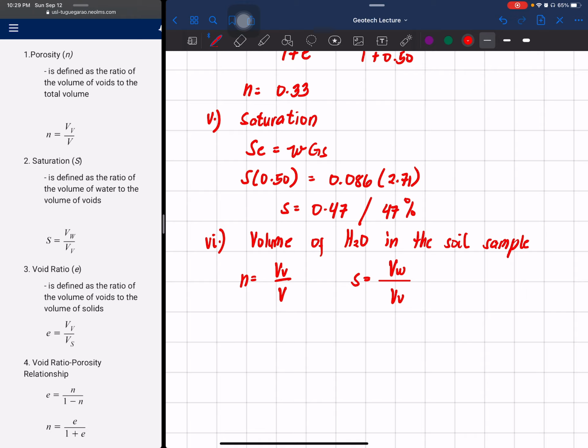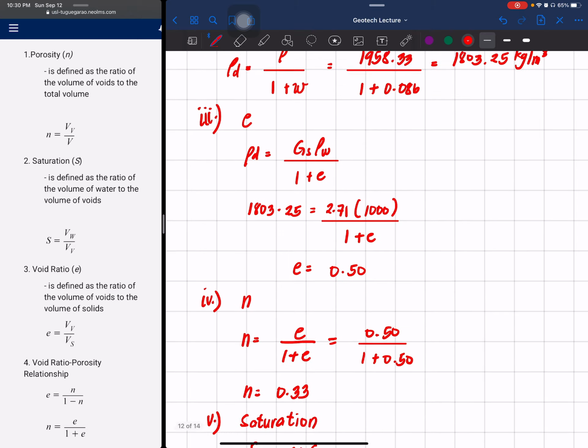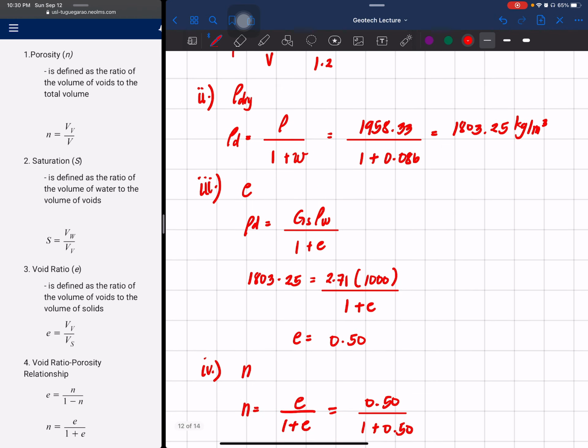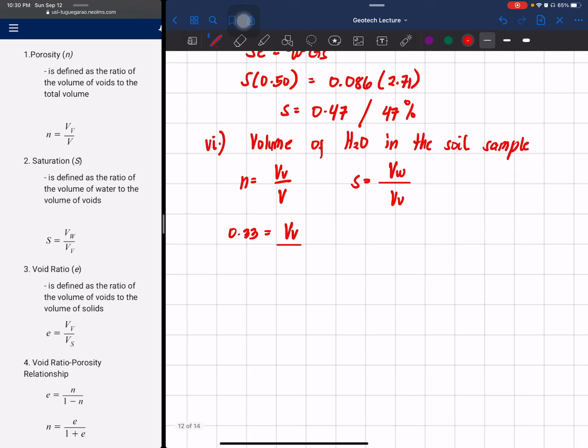So your porosity is equal to 0.33, which is equal to volume of voids, which is unknown, over the total volume, guys. The total volume that we're referring to is the in situ volume. So that's 1.2 cubic meters. That gives you a volume of voids of 0.40. Let's just say 0.40.